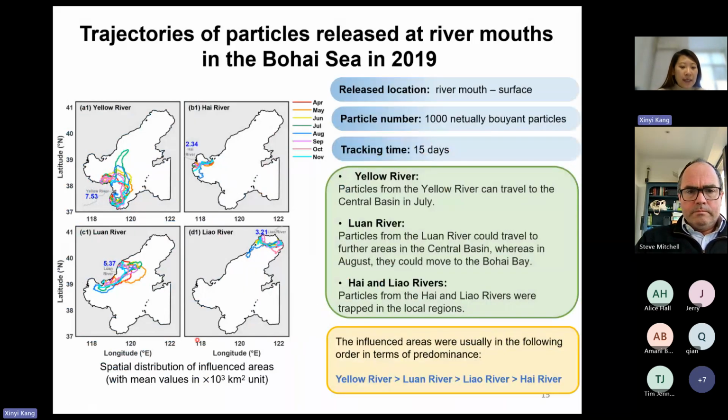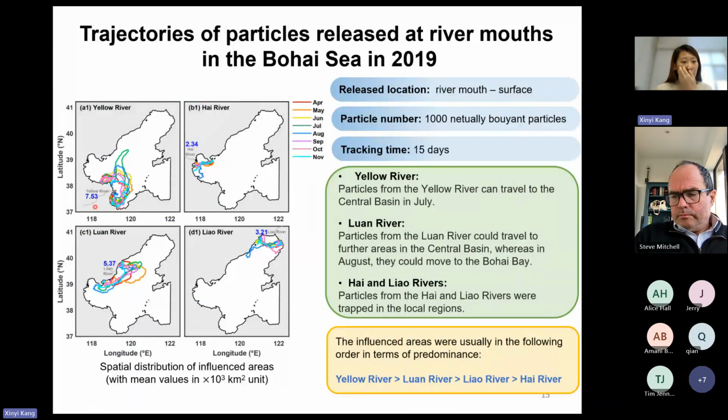Next, we depict the influenced areas as the areas that all the particles traveled through in the specific tracking time, to represent the influencing range. Actually, this figure is the same as the figure from the last slide. You can just imagine that we use the MATLAB contour line to depict the particle influencing range. And we also did some calculations to get the area values.